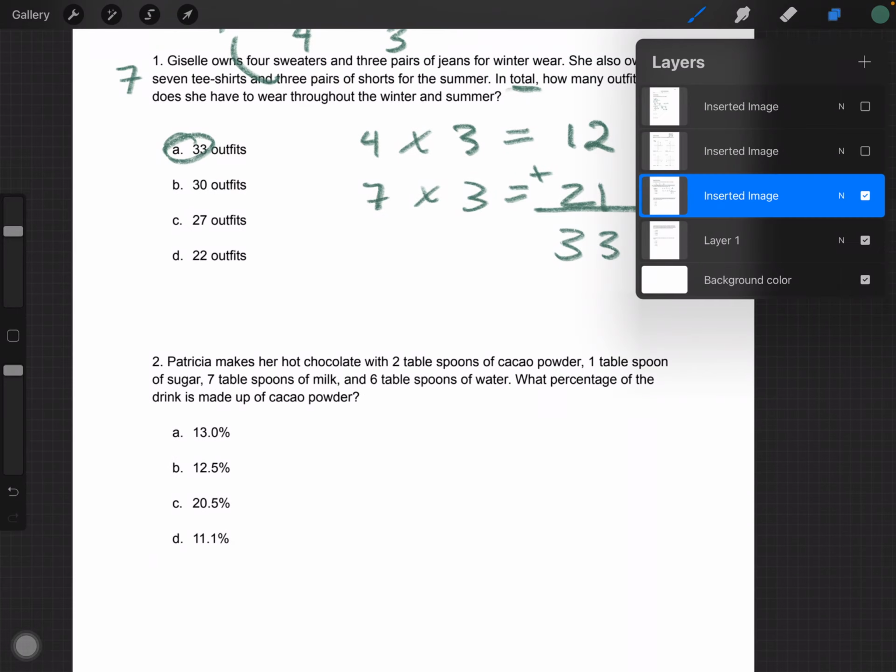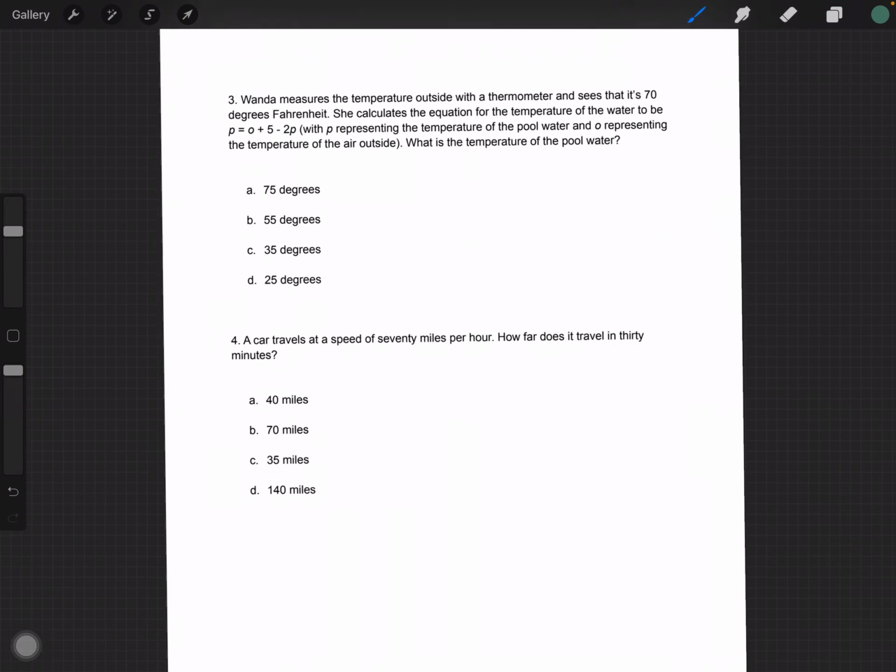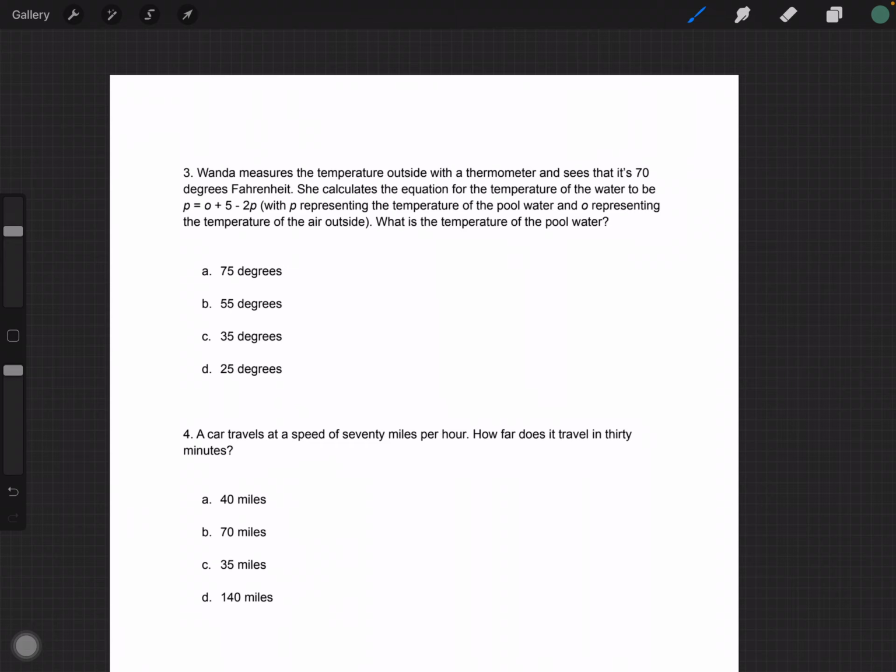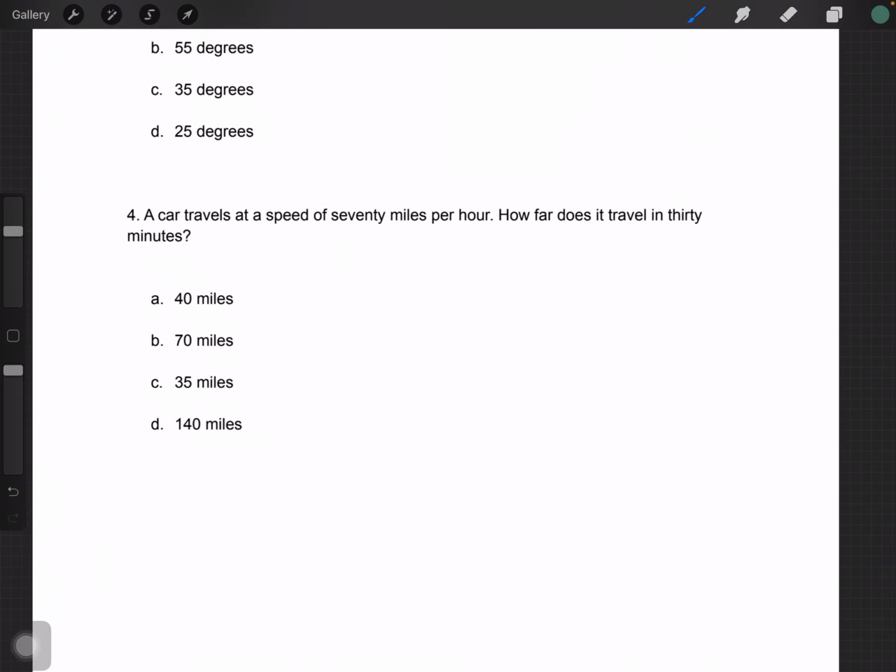Okay. And then let's do one more. So here. A car travels at a speed of 70 miles per hour. How far does it travel in 30 minutes?